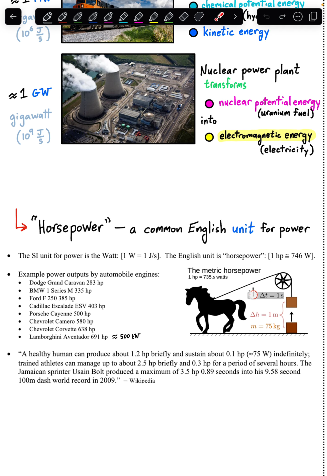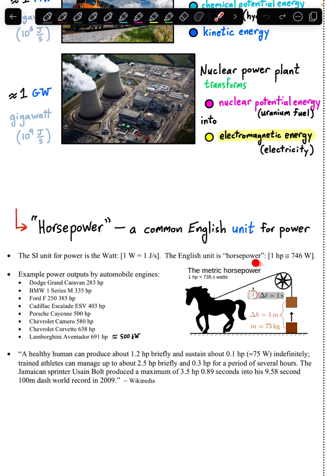Horsepower is a common English unit for power, an alternative to watts. Some brief info here on horsepower. The SI unit for power is the watt. A watt is a joule per second. The English unit is horsepower. 1 horsepower is equivalent to about 746 watts. Although there's also something called a metric horsepower, which is slightly different, about 735 watts.